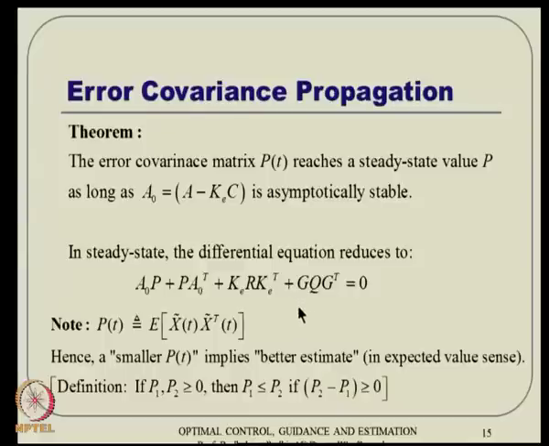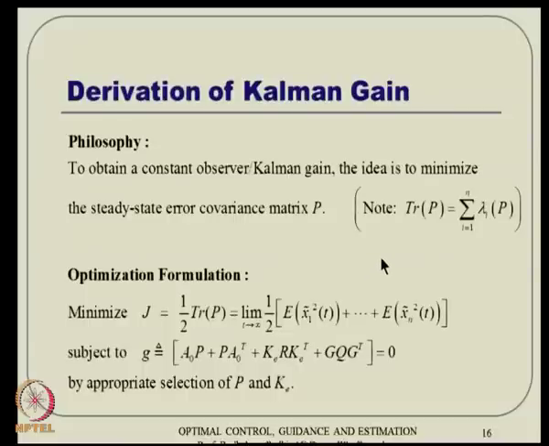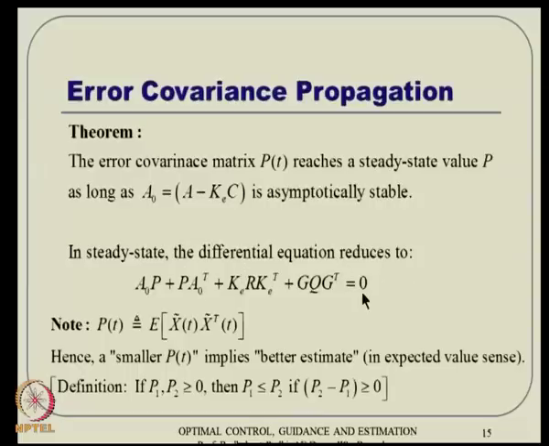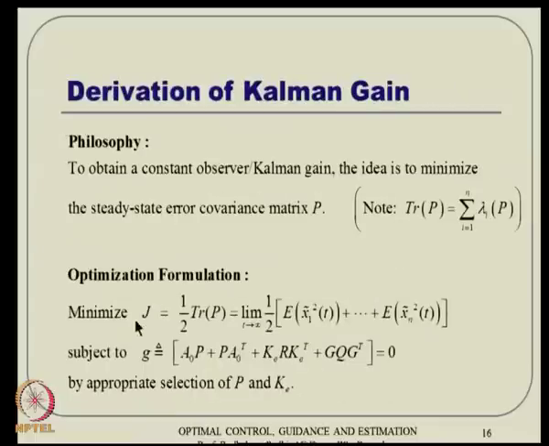So essentially, because P of t is something like this, what it also means is the smaller the P, the better the estimate. So essentially what I am saying here is we want to minimize P subject to this constraint equation. So we have to formulate some sort of optimization problem where we want to minimize J, which is half of that, subject to this constraint. But this is a matrix equation constraint, and this is a matrix norm. Trace is also kind of a norm.